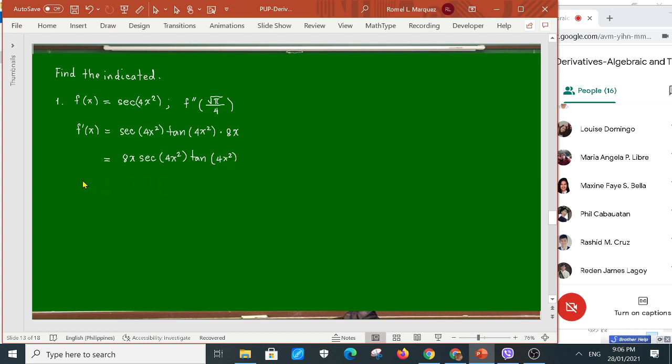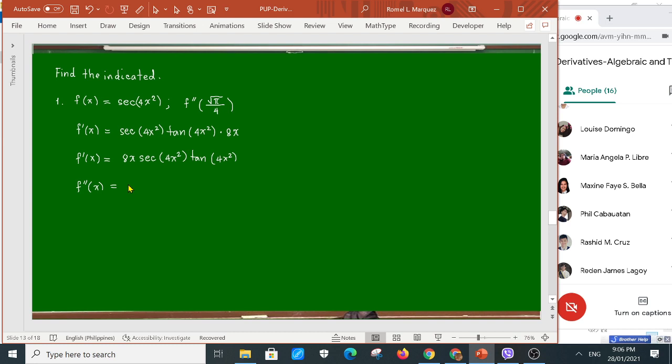What about second derivative? Second derivative na. Pag alam na natin second derivative, we can find the value. Actually, that is acceleration kung ang f of x is distance function.